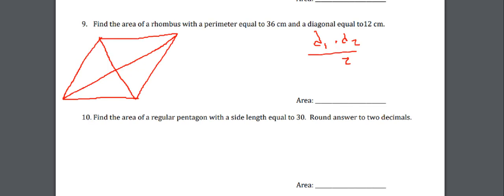Okay, number 9, it says find the area of a rhombus with a perimeter of 36. Well, the thing you've got to remember about a rhombus, though, is that all the sides are the same.